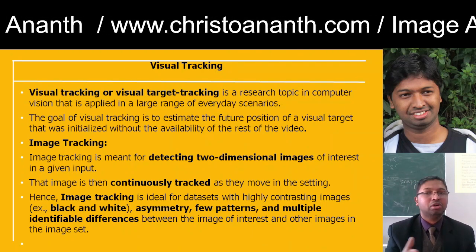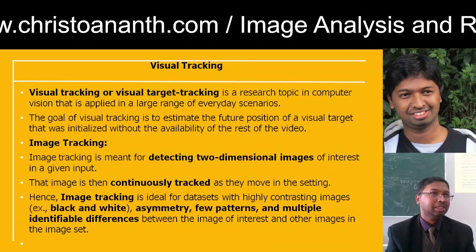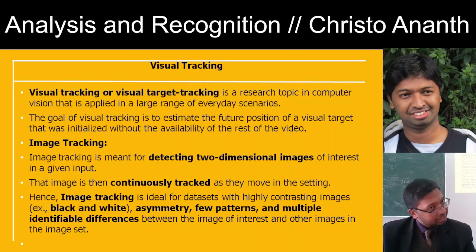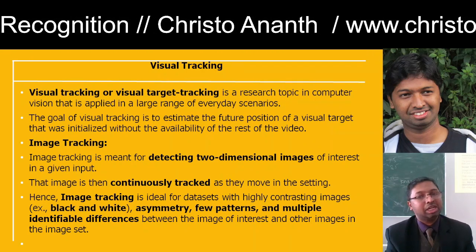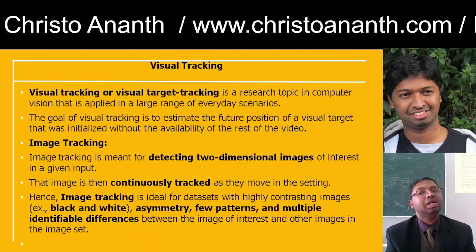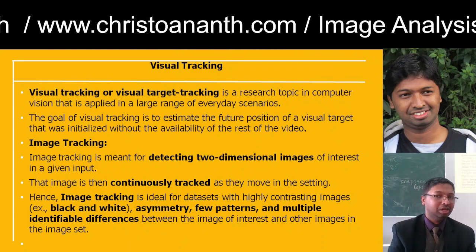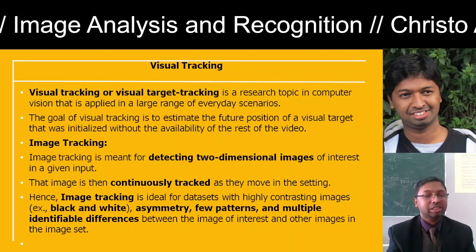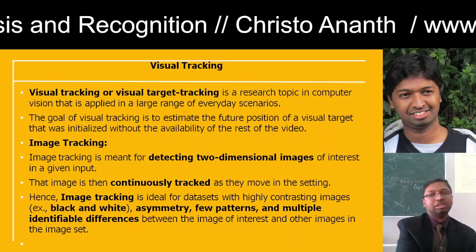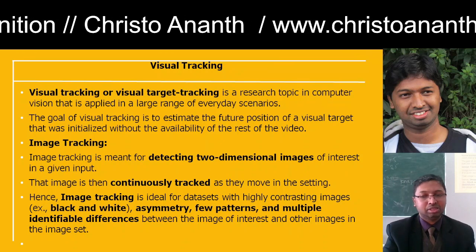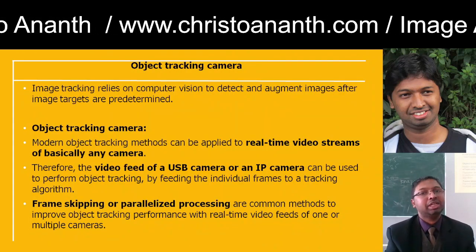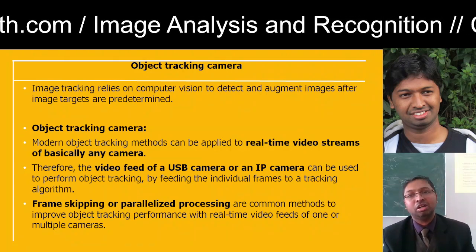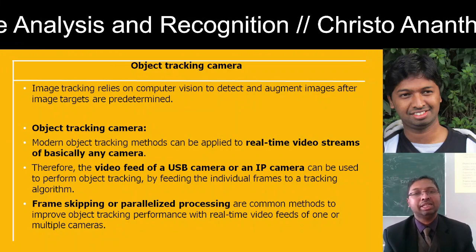You can also go for image tracking. You can detect two-dimensional images, and the image is continuously tracked as it moves in the setting. Image tracking you can use for datasets, especially with highly contrasting images, maybe black and white, or asymmetrical images, or few patterns, or multiple identifiable differences between the image of interest and the other images. Image tracking is mainly applied in computer vision to detect and augment images after the image targets have been predetermined.